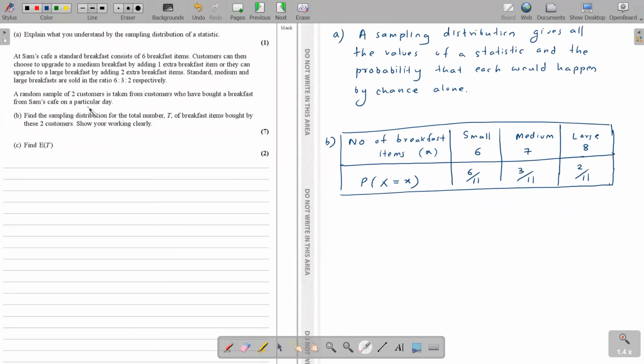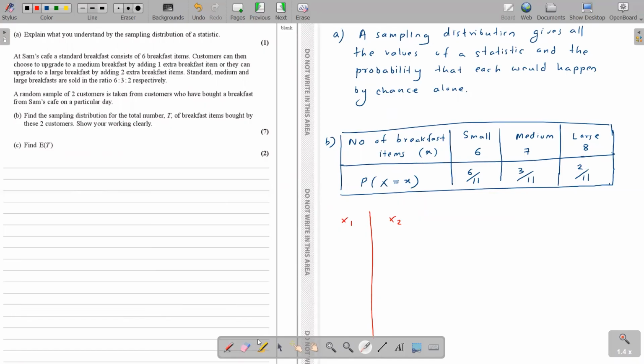They say a random sample of 2 customers is taken. They are taking a random sample of 2 customers who have bought a breakfast from Sam's Cafe on a particular day. Find the sampling distribution for what? For the total number, capital T, of breakfast items bought by these 2 customers. Basically now each customer can either buy 6 items, 7 items, or 8 items. So basically you need to get your 2 customers, X1, X2, and create a table for all the possibilities that they buy. You get me?